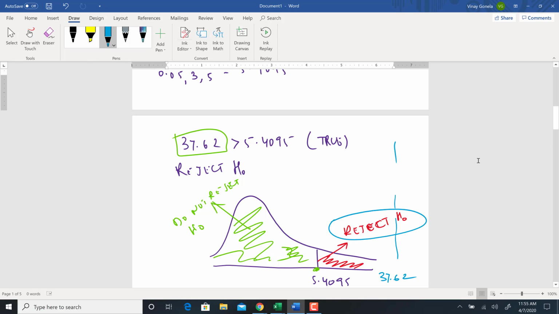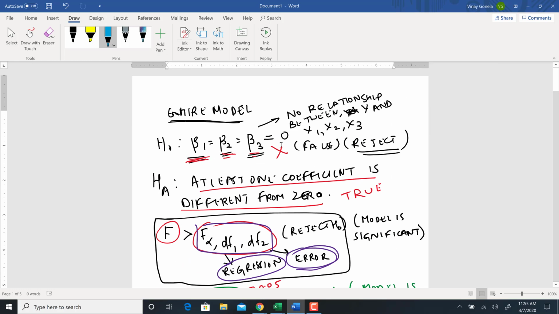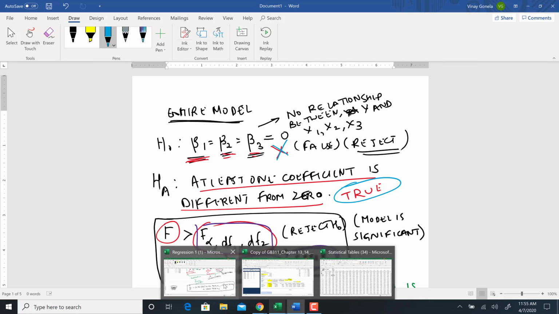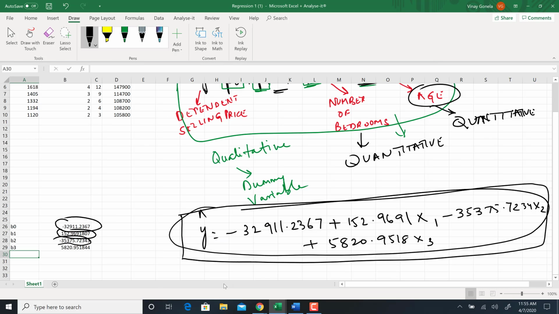When you do not reject H null, that means all the coefficients are zero, which means none of the factors are important. But currently you are rejecting H null, so the alternative is true, that means at least one of the factors is significant. So this model, this y hat, is good to use.